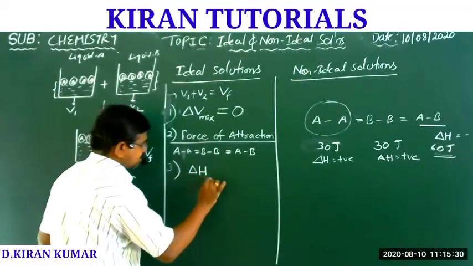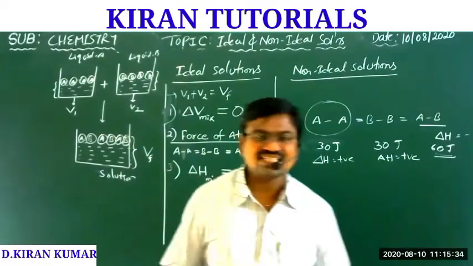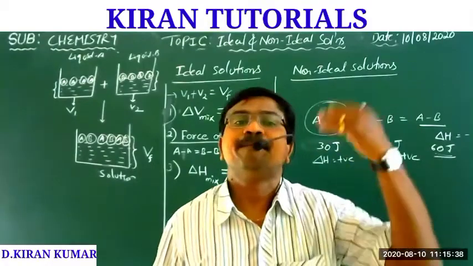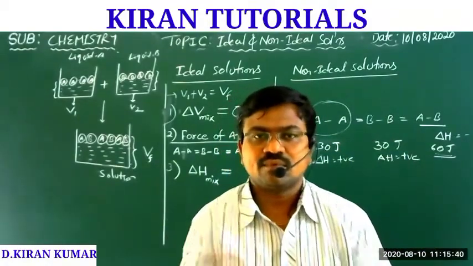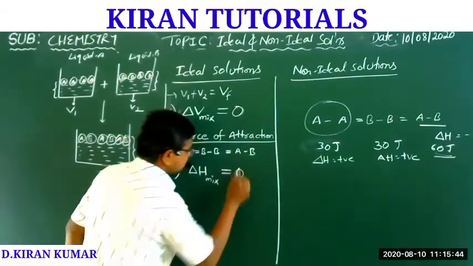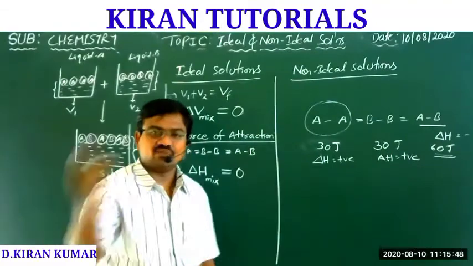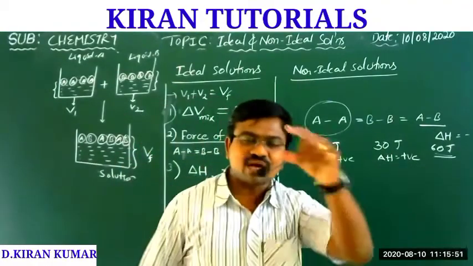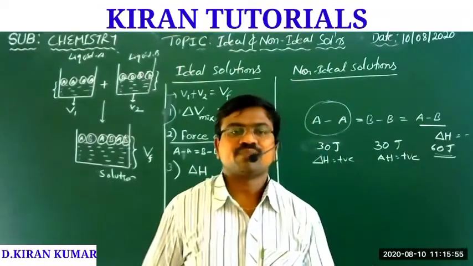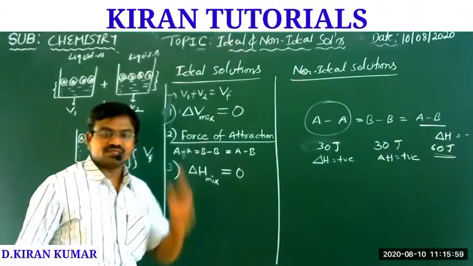Delta H mix. What is delta H? Change in enthalpy, change in energy on mixing, equals 0, because 60 minus 60 is equal to 0. If the change in enthalpy is equal to 0, then that solution is called an ideal solution.